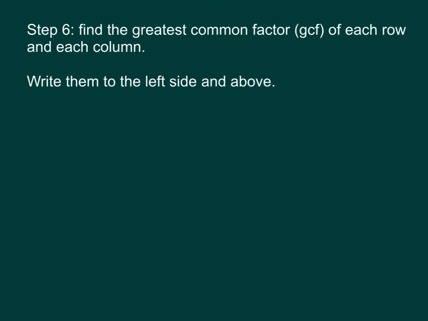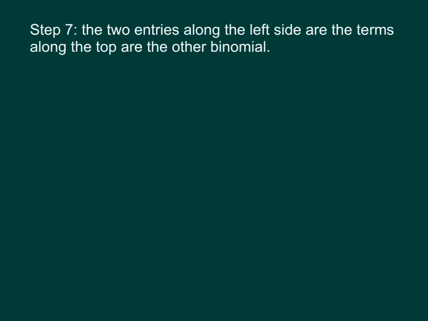Step 6, find the greatest common factor, or GCF, of each row and each column. Write them to the left side and above. And step 7, the two entries along the left side are the terms, along the top are the other binomial.